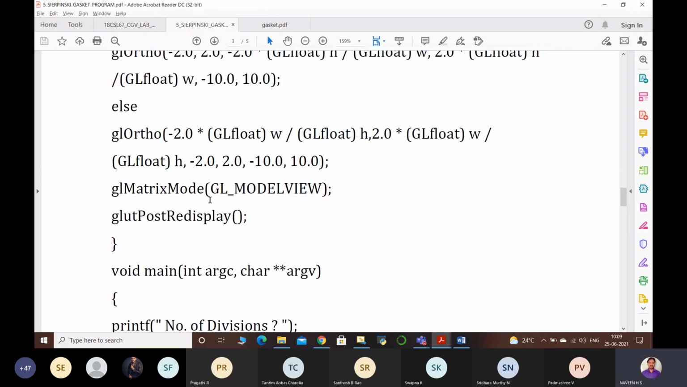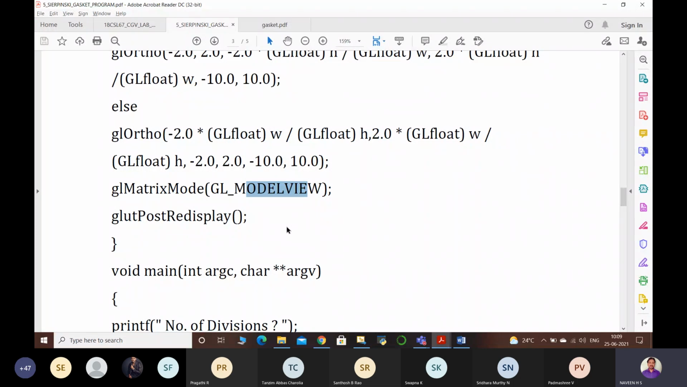And GL matrix mode, GL model view. Once this calculation has been done, how I am going to model view means how I am viewing my model, or how I am going to view my object after applying the calculation. So based on the W and H values changes, the new values will be calculated. Obviously your projection plane, the area, is also changed from one place to another.